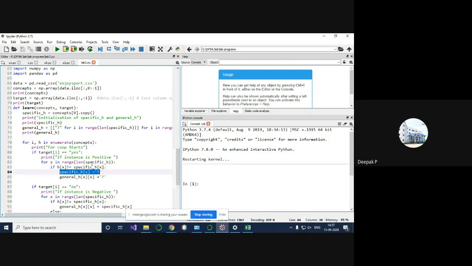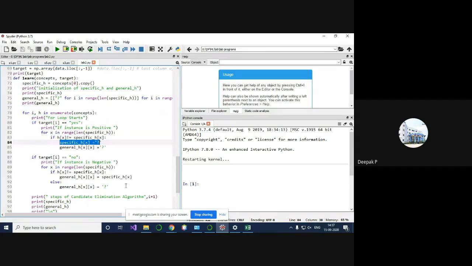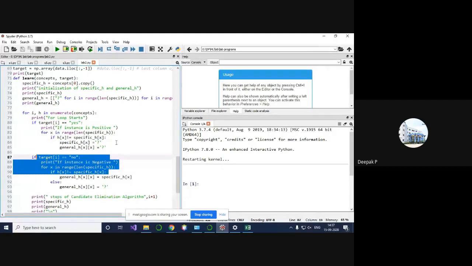This is for the positive instance. Similarly, for the negative instance, you can see the code. The specific hypothesis will be replaced as it is here, making it as general. This line here is not there, whereas all the other things are going to be present the same as it is.